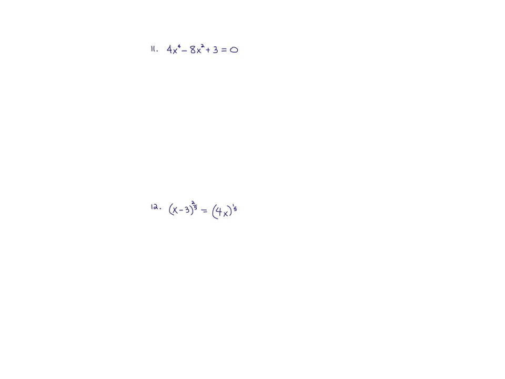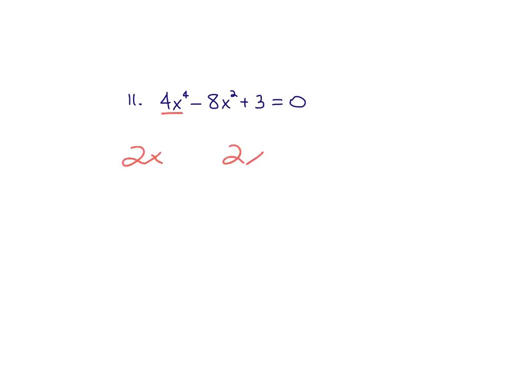Next one is a polynomial. Again, you could either do U substitution or you can factor it as it is. So if I just factor it as it is, factors of 4 are going to be 2 and 2, or 2x squared. And then my factors of 3 are going to be 3 and 1. So I'll put minus 3 here, minus 1 here. In this case, it didn't matter because they were going with the 2 and the 2.